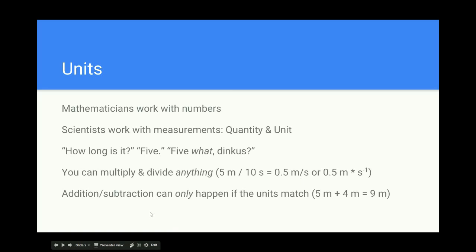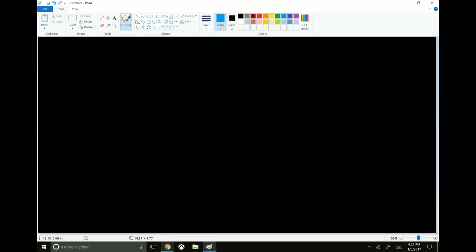But addition and subtraction can only happen if the units match. So 5 meters plus 4 meters is 9 meters. 5 ducks plus 4 bananas doesn't work. Now, sometimes units can be converted into other units. So that, for example, 5 kilometers plus 4 meters is what? Well, you have two options.